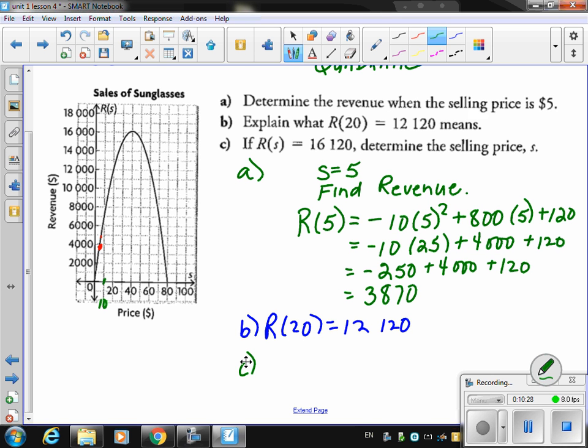C, if your revenue in terms of sunglasses is 16,120, determine the selling price. So how much do I have to sell it for to make a revenue of $16,120? At this point, we're using our graph to get that answer, and it appears they are looking at the maximum value. When my revenue is $16,120, it appears I need to sell my sunglasses for $40.